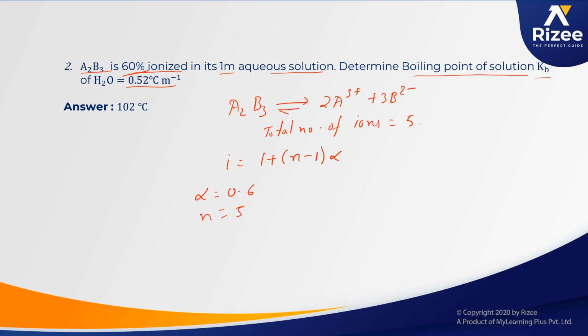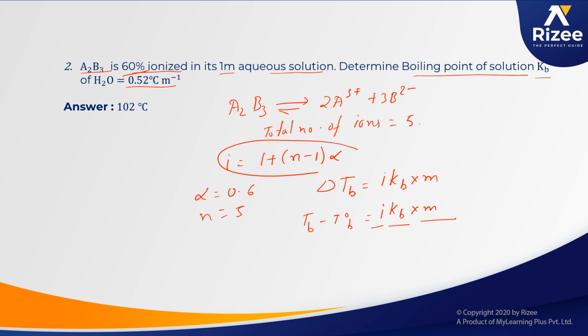So we can have i is equal to 1 plus (n minus 1) into alpha, and alpha he has given as 60% ionized, means alpha we can write as 0.6, n is 5. So by putting all these values we can find the value of i, and we know that delta Tb is equal to i into Kb into m. So we can write delta Tb as Tb minus Tb naught. It is equal to i into Kb into m. We know the molality value, we know the Kb value, and we can find the i value from this. We also know the Tb naught value. Tb naught is nothing but 100 degrees centigrade, because it is an aqueous solution.